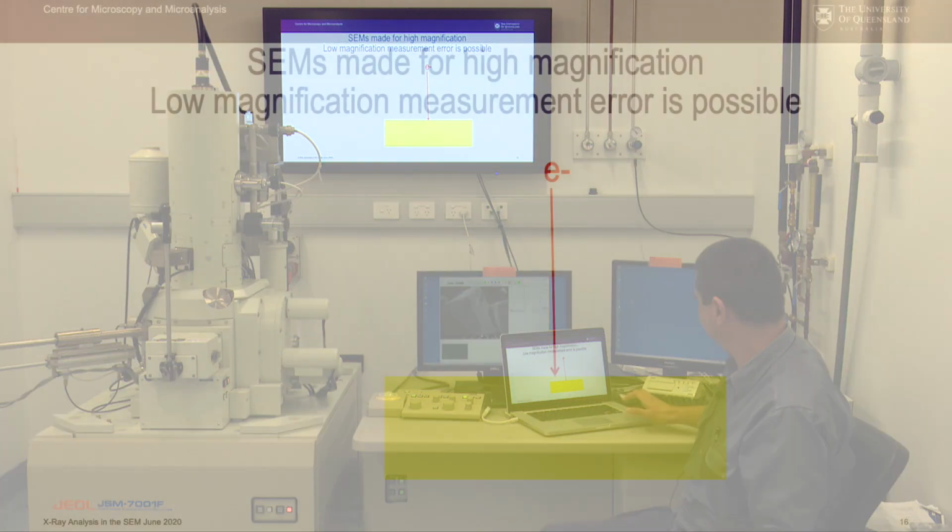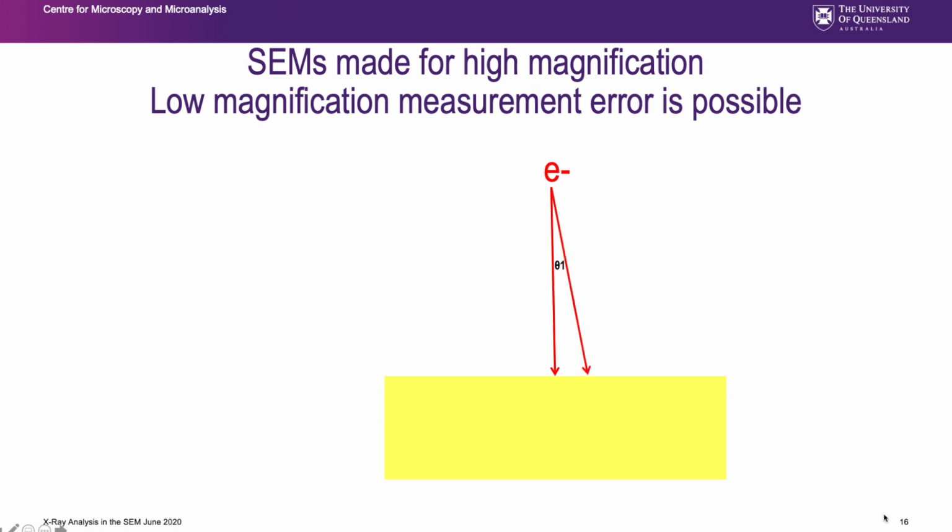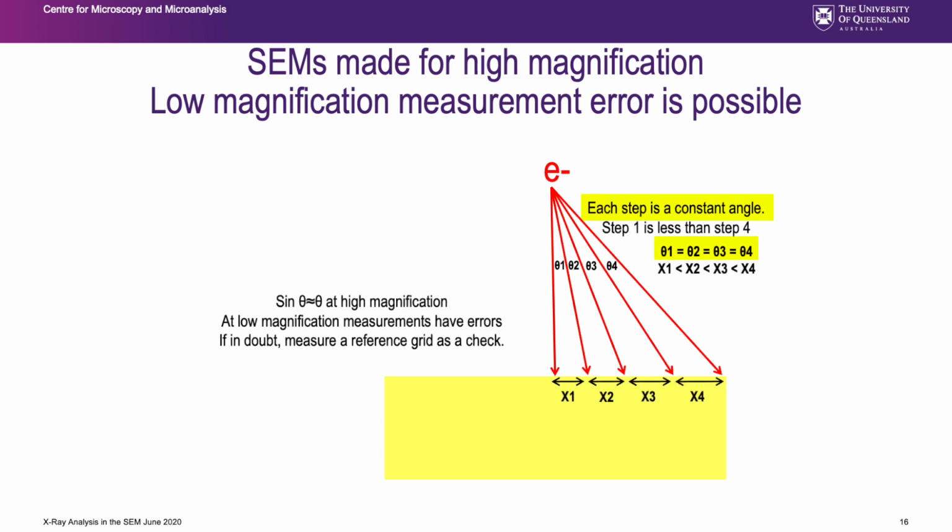What we tend to buy is a machine that deviates the beam via a certain fixed angle. And what the machine does when it's rastering is it tends to always step at a fixed angle. You can see from this diagram here that the angle, theta 1, theta 2, theta 3, theta 4, is constant. But the step size on the surface, x1, x2, x3, x4, is getting bigger and bigger and bigger.